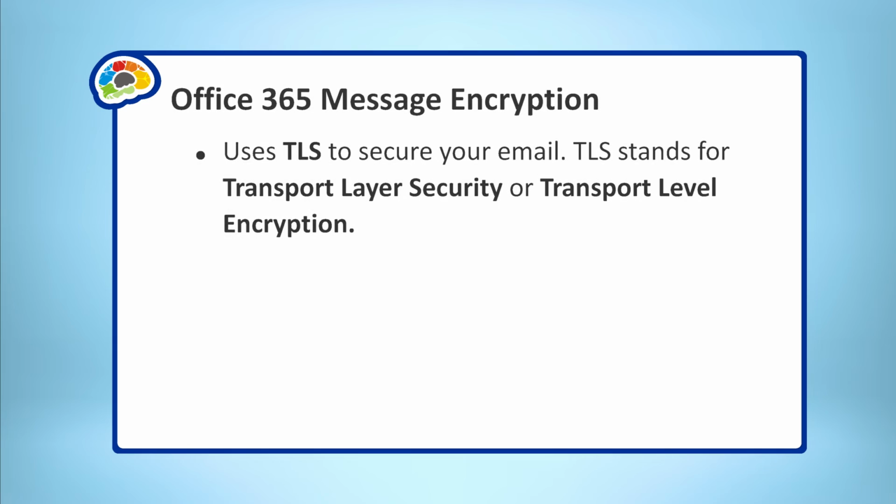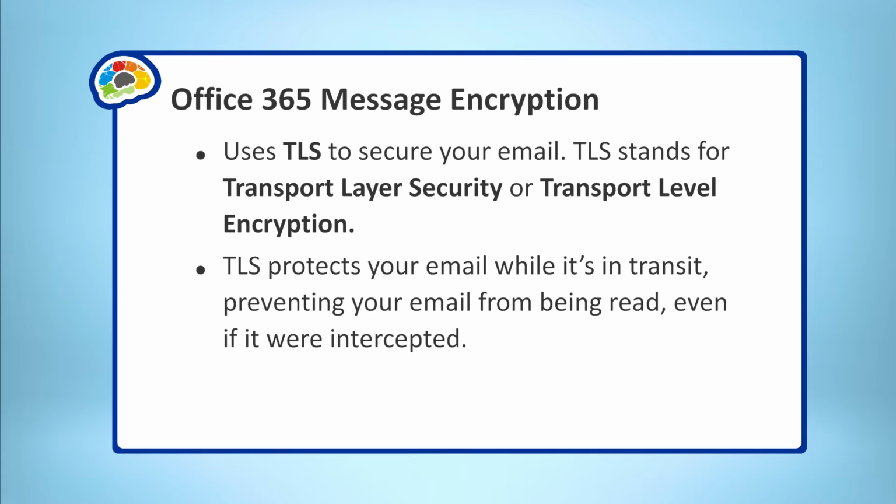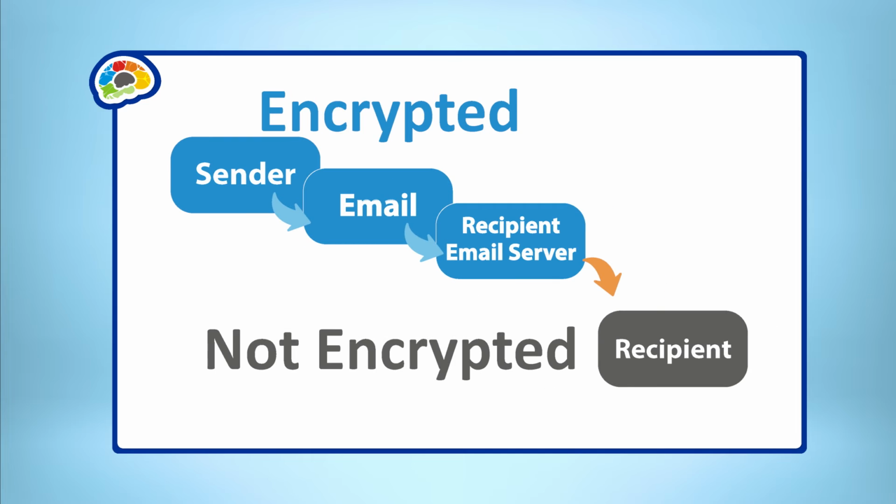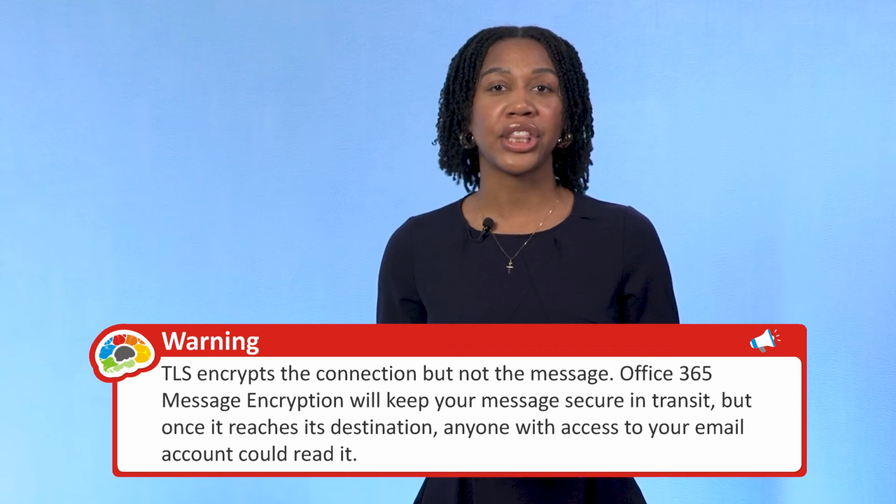As we mentioned earlier, the most common and the easiest method is Office 365 Message Encryption. This method uses TLS to secure your email. TLS stands for Transport Layer Security. Some people refer to it as Transport Level Encryption, which is actually more representative of what it does. TLS protects your email while it's in transit, preventing your email from being read even if it were intercepted. The email is encrypted between you, the sender, and the recipient's mail server. Just be aware there is a gap where the email is not encrypted. That gap lies between the recipient's mail server and the recipient themselves. That's right. TLS encrypts the connection, but not the message.